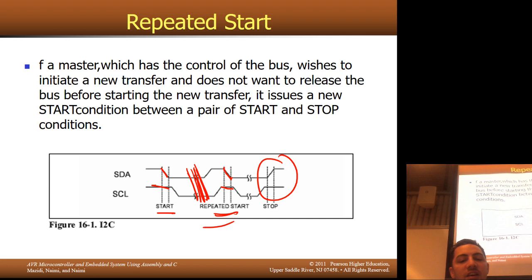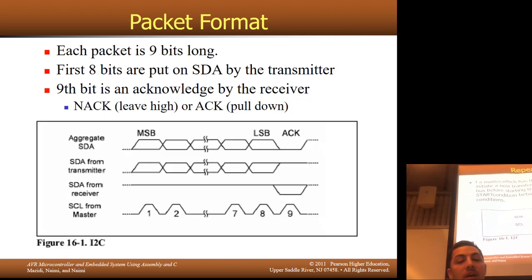Each of these is going to be part of a higher level protocol. So we've got data bits, start conditions, stop conditions. Repeated start conditions really are just the same thing as start conditions. That's the physical level. Things go high and low. The next level up from that, in terms of abstraction, is the packet format. A packet is always 9 bits long. Okay? The first 8 bits come from what we call the transmitter.